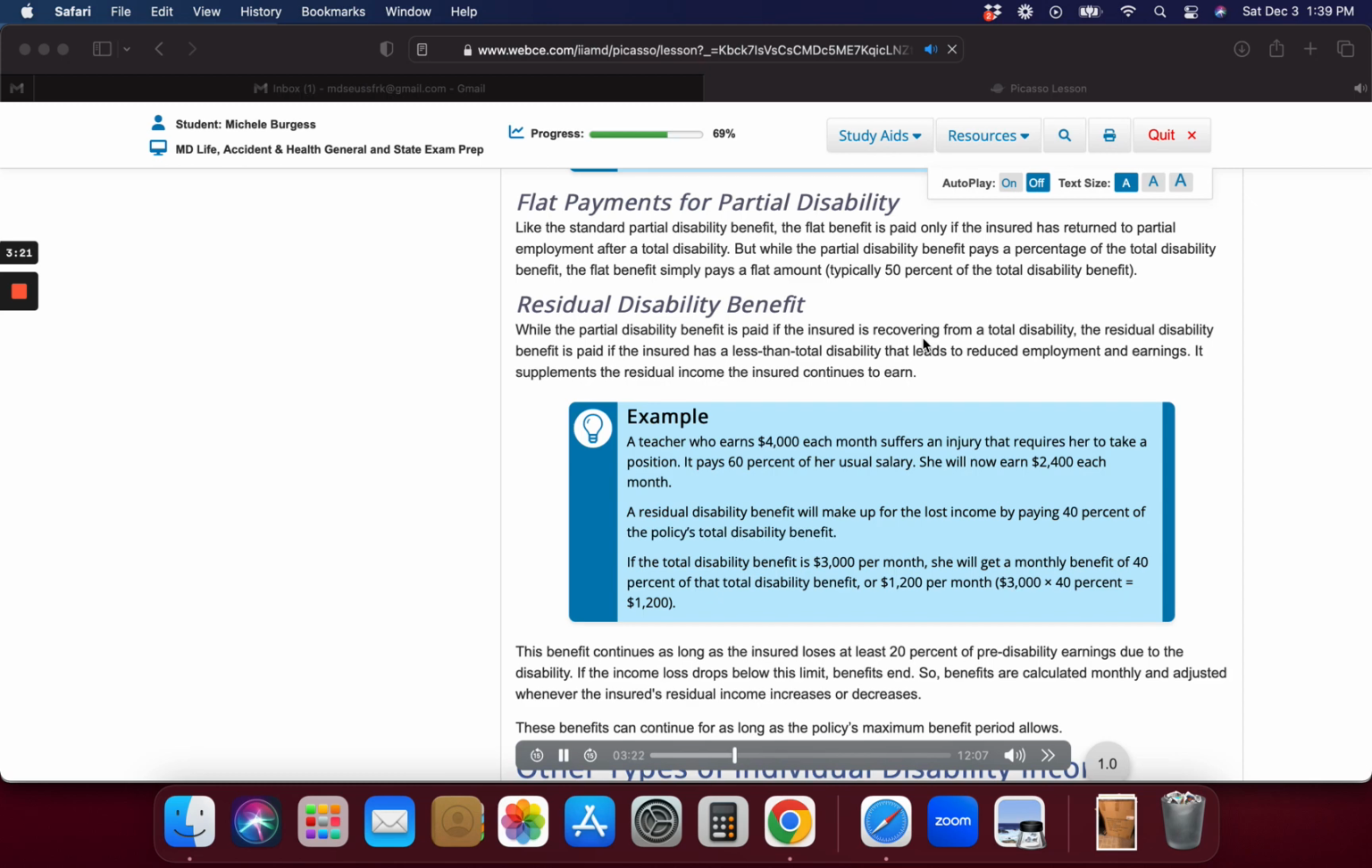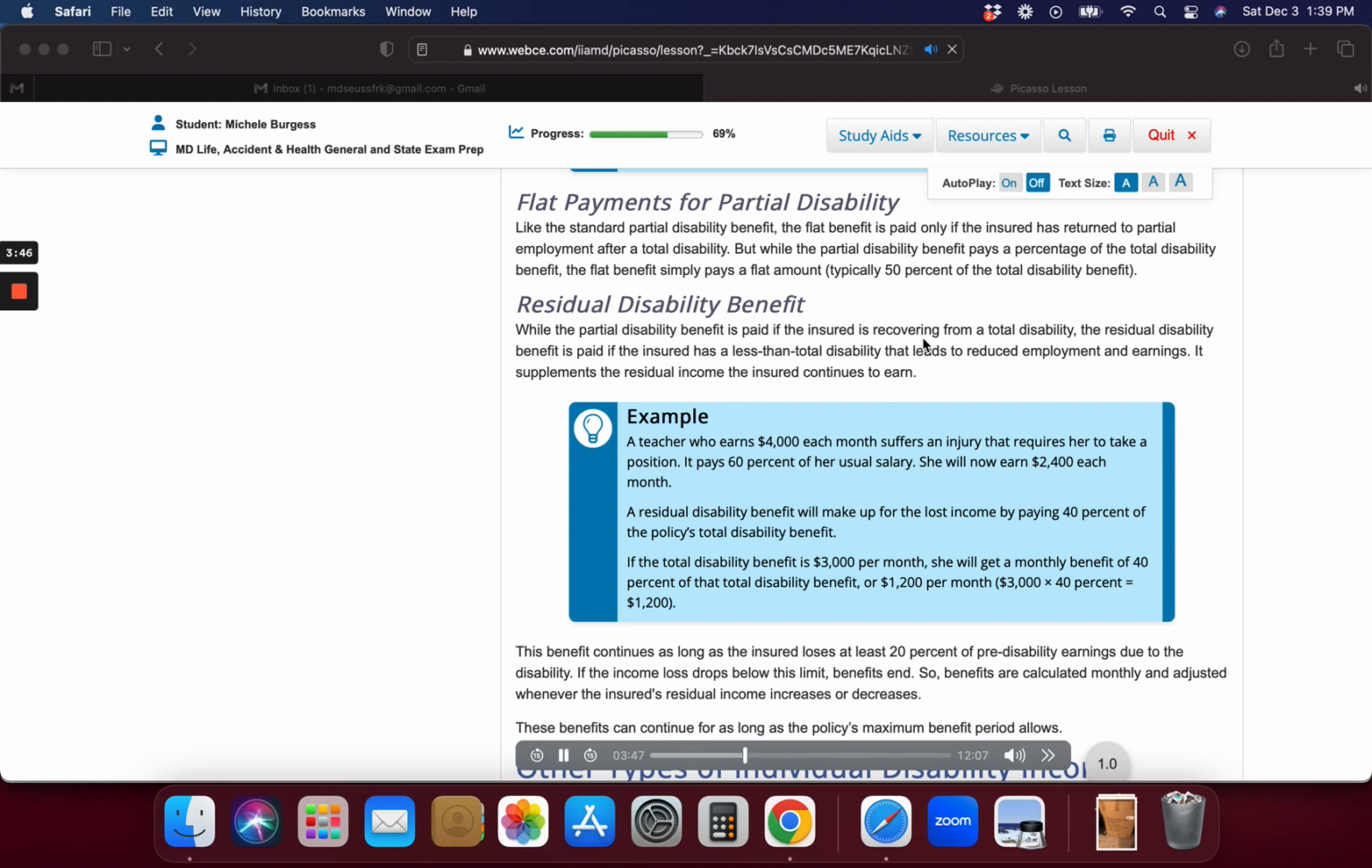Own occupation definition. The own occupation, or own OC, definition of total disability favors the insured. Under the own OC definition, the policy pays benefits if the insured cannot work in his or her own occupation due to disability. So, even if the insured can do other work to earn a living, benefits are paid because the insured cannot work in his or her own occupation.